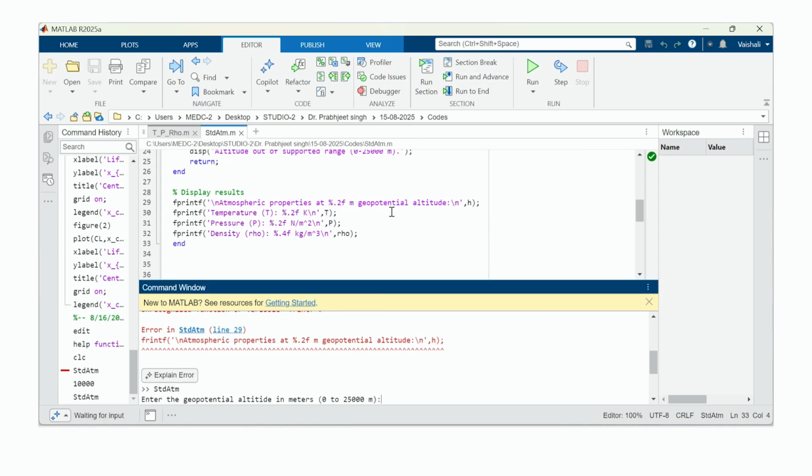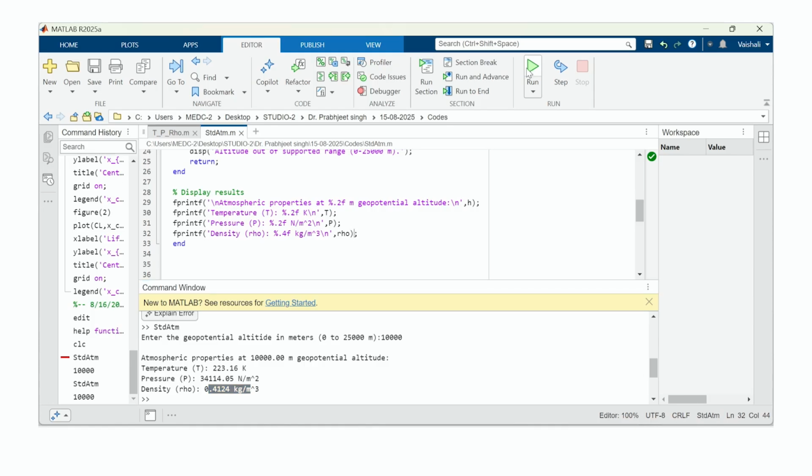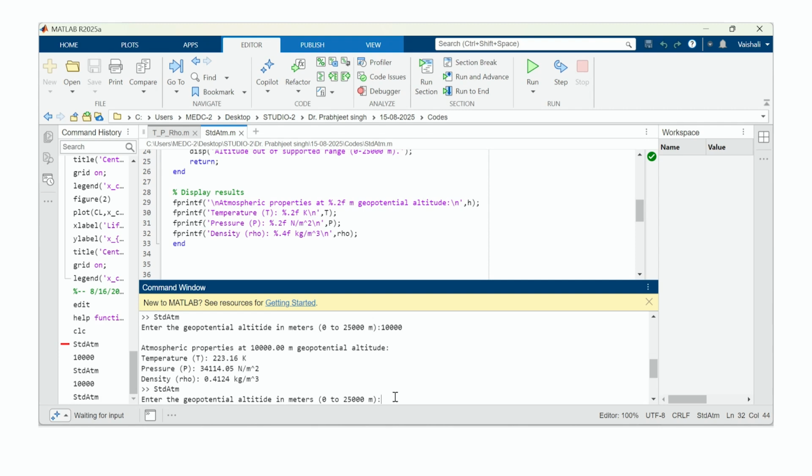Let me run the code again. Let me write 10,000 meters. Alright, so now finally we have the atmospheric properties at 10,000 meters. The temperature is 223.16 Kelvin. This is the pressure, and this is the density. Alright, so now let us run the code again to find the pressure, temperature, density at the isothermal layer.